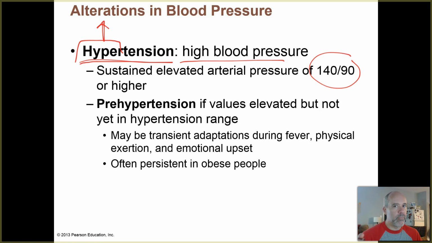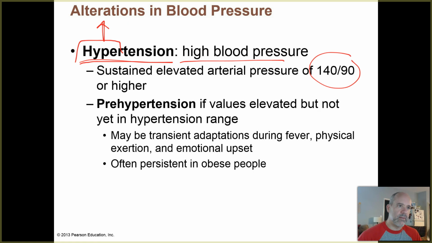Patients can have pre-hypertension if you have elevated levels, but you're not yet in the hypertension range. So if you're around that 140 over 90 mark, but you're not quite to the point where you're over that all of the time, you can be considered to have pre-hypertension.